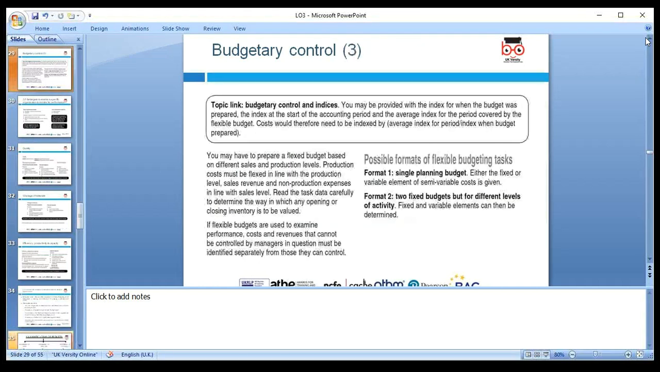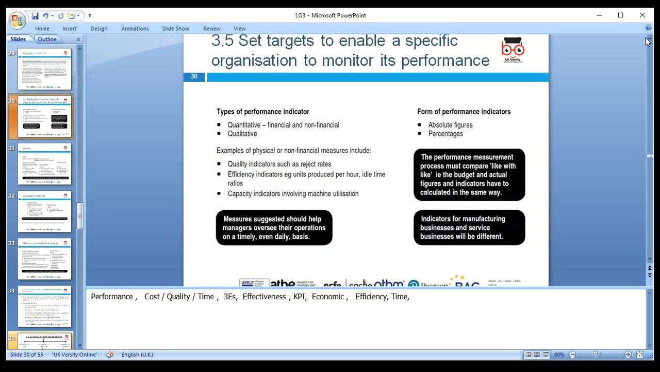There are a lot of examples on Moodle, so please use them as well. Okay, next, budgetary control is very important. We can plan fixed and variable costs and semi-variable costs, and we always need to look at them. Okay, next we have 3.5, set the target.